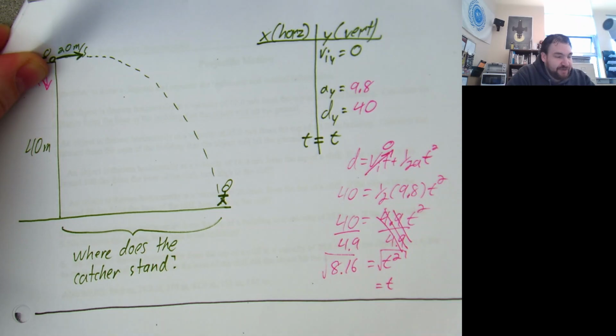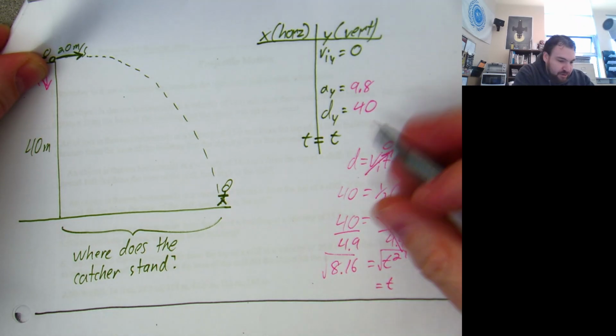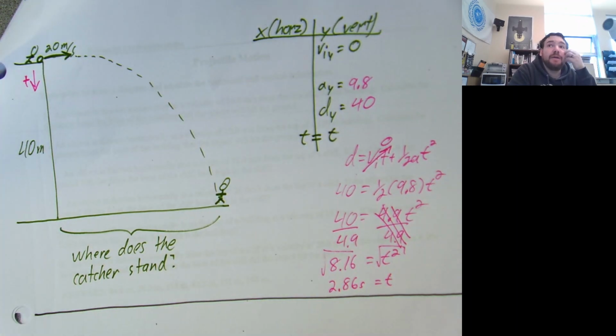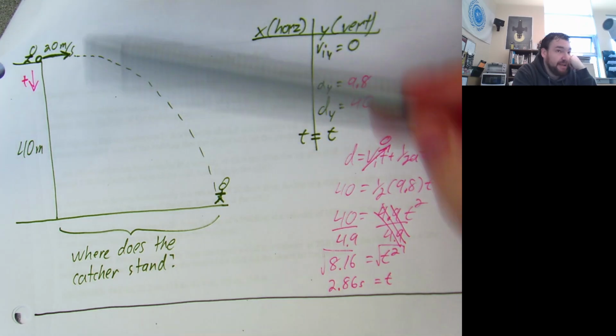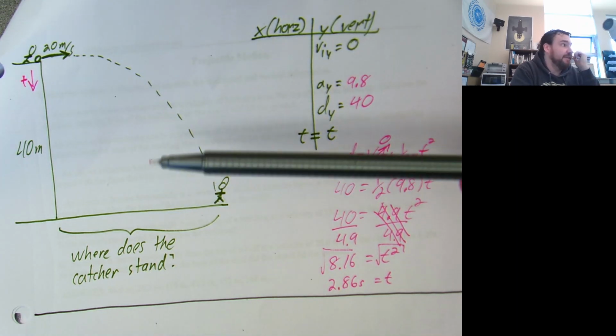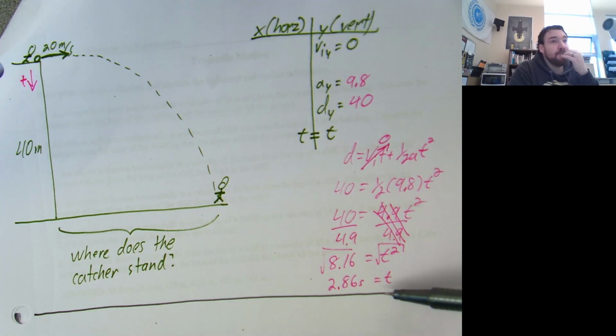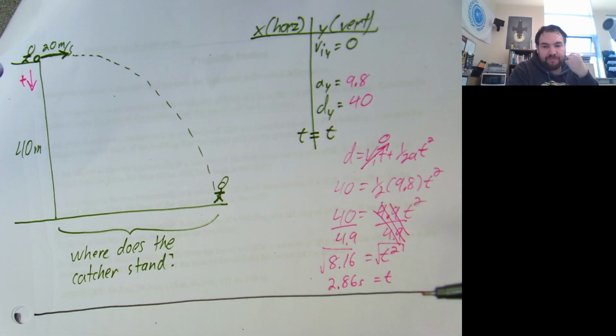So what this is going to tell you is that it would take the ball 2.86 seconds to drop vertically 40 meters only under the effects of gravity. Yes, it was the square root of 8.16, and so that's going to go on forever. So I rounded it to 2.86.